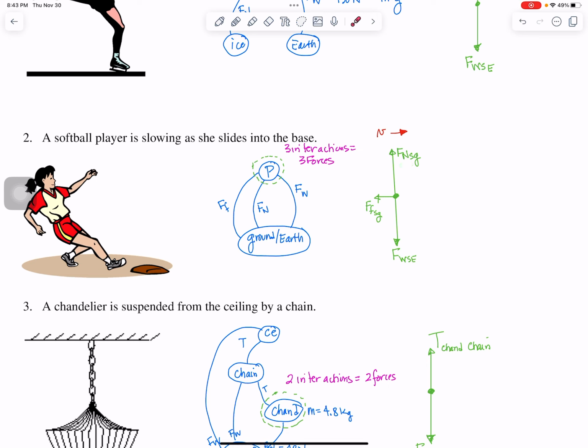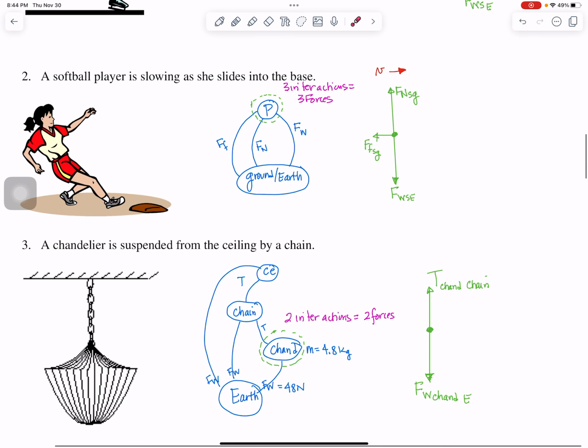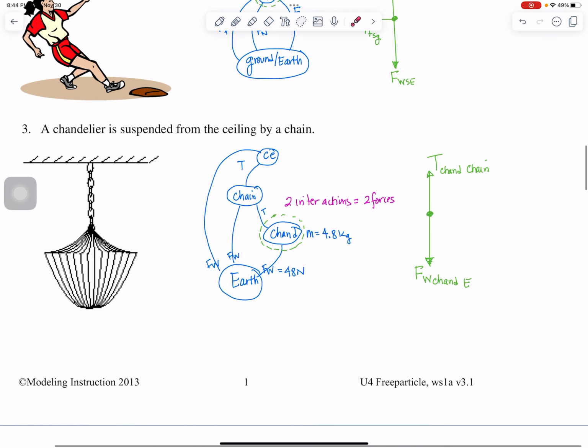She is slowing down. She's moving forward, but she's slowing down. So that means my friction has to be opposite the direction of the slide. So this is force of friction on the, that should be, I've got skater, should be P. That should be P by the ground. So make sure you put P on your corrected worksheets.